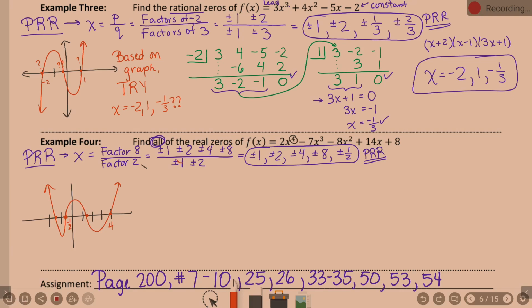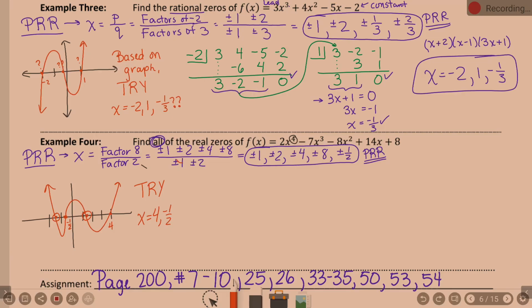These other ones, square root of 2, they don't fit my list. They're irrational. So we're going to try x equals 4 first. Then if that works, we'll try x equals negative 1/2. And that's all I have to try for my list, isn't it? I don't have anybody else to try for my list.